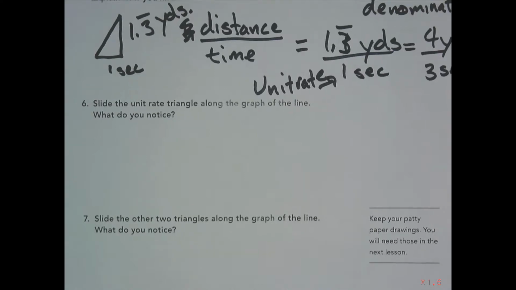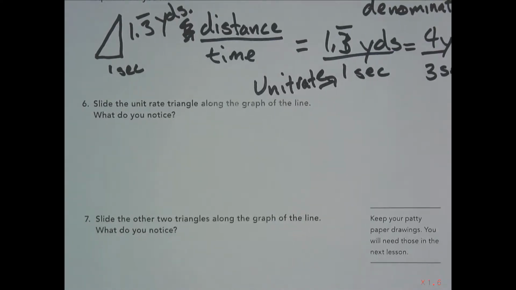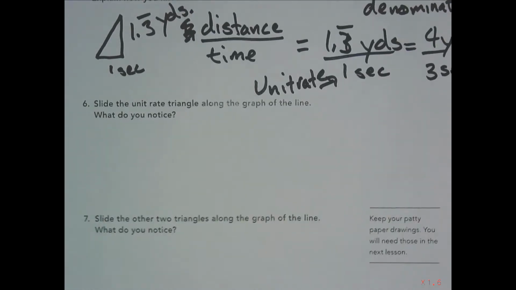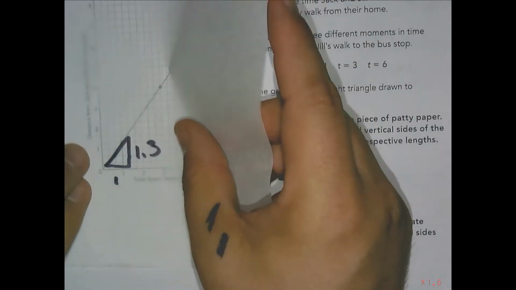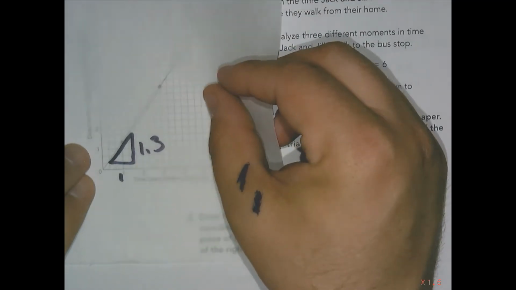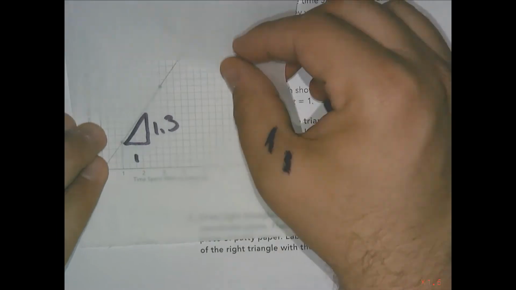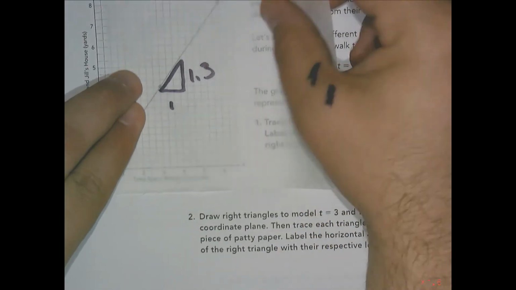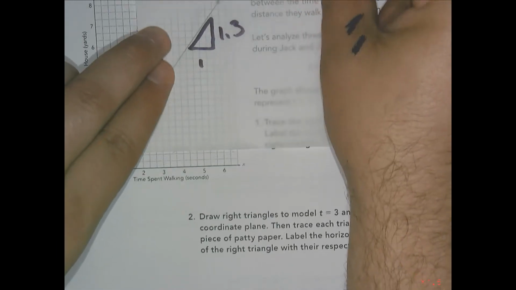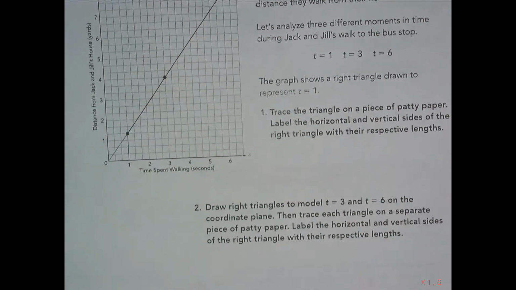Well, now what they want us to do, and this is an interesting thing to see, they want us to take the original graph and slide our unit rate across it. Well, the steepness is basically the same. In other words, they want us to take the original graph and slide this along the line. So if you notice, that will always stay on the line of the graph. Do you guys see that? Yes, sir. So that's interesting.